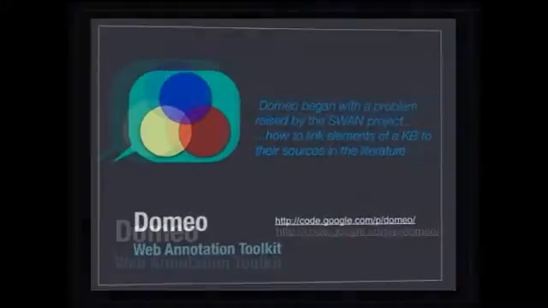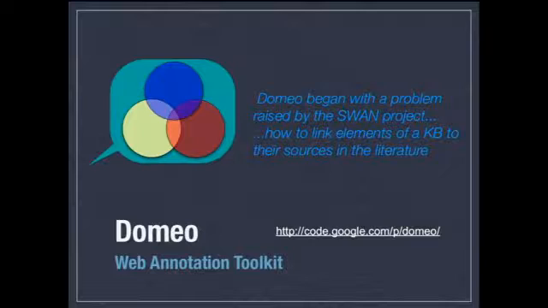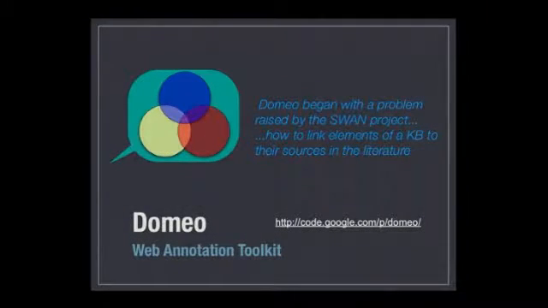One of the issues that came up, the biggest issue, was that we wanted to be able to create entries in this knowledge base that map back to the primary literature from which they came. So we built Mayo, which is a web annotation toolkit. How do you link elements of a knowledge base to their sources in the literature?